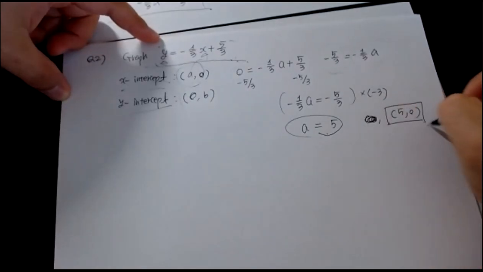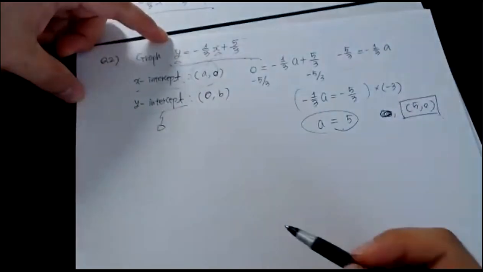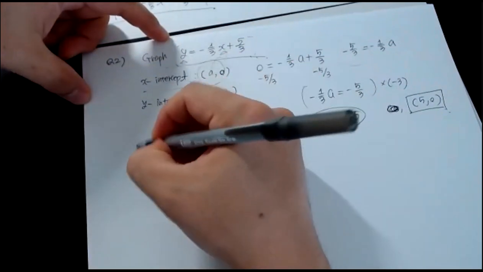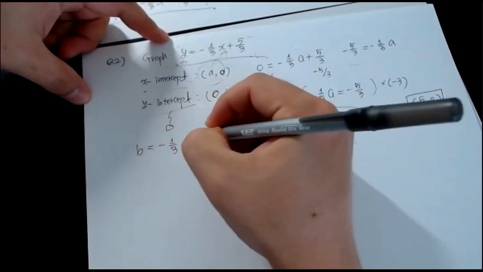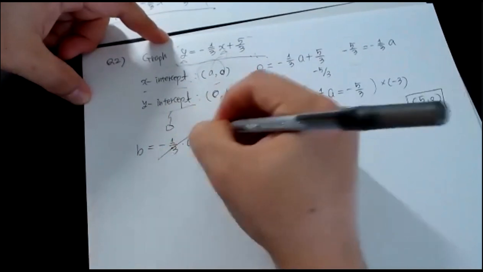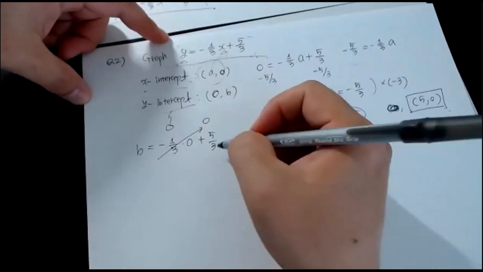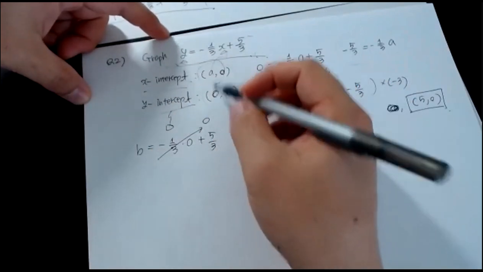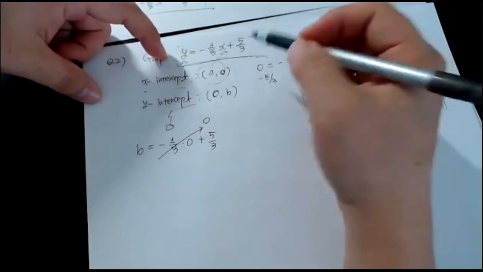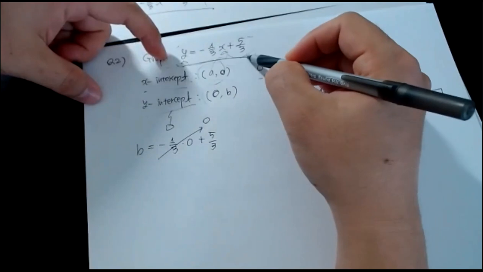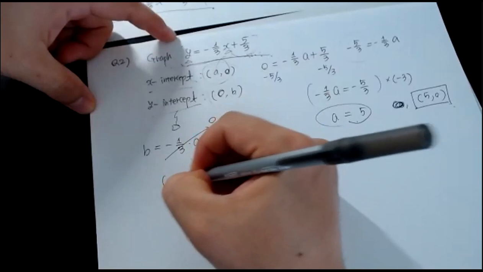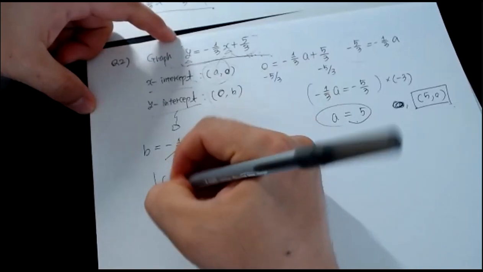For the y-intercept, we plug in 0 into x and plug in b into y. So b is equal to negative 1/3 times 0 plus 5/3. This is going to be 0, so b is 5/3. Well, you didn't have to, right? Once you see that this is slope intercept form, then we already know that 5/3 is the y coordinate of the y-intercept. So you didn't have to do this actually. So 0 comma 5/3, that's the y-intercept.